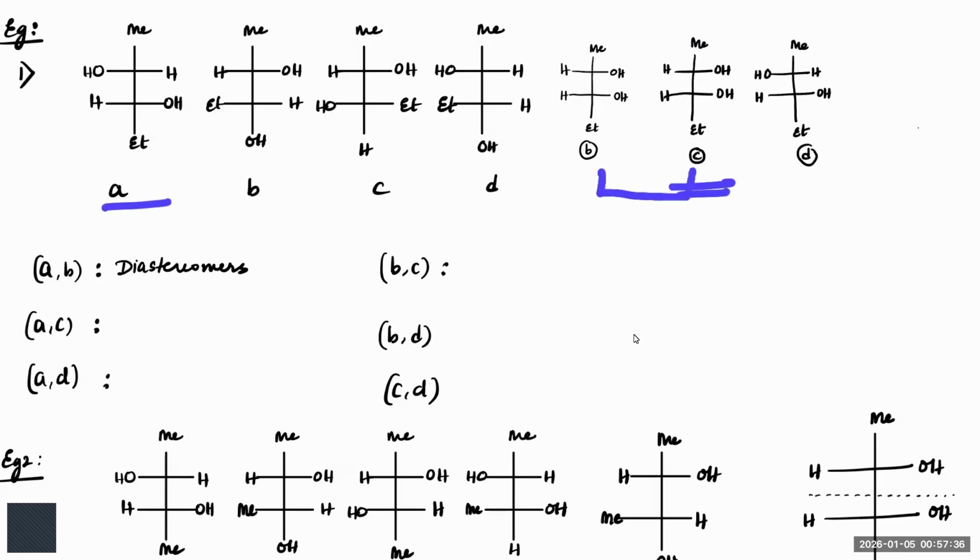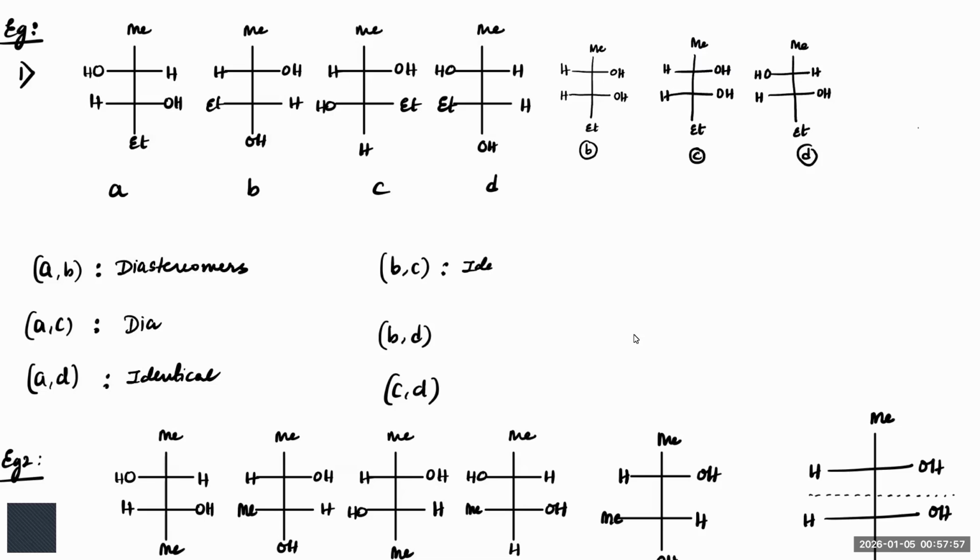In fact, B and C are both identical. So this will also remain diastereomers. Next, A and D. A and D, if you look, they look exactly the same. So they are identical. B and C are also identical.